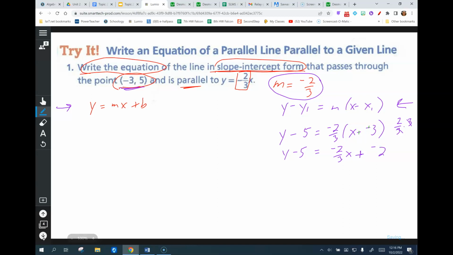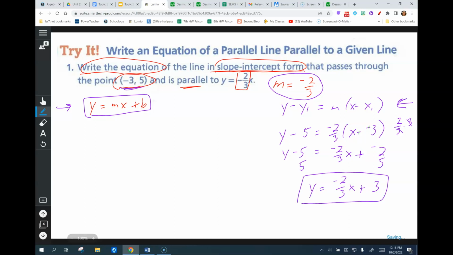Now, if I want to get it in slope-intercept form, all I have to do is get y by itself. So I'm just going to add 5 to both sides. So I get y is equal to negative 2/3 x minus 3. Whoops, that's not right. How about a plus 3? Because I have a positive 5 and a negative 2. So there is my answer, using point slope.